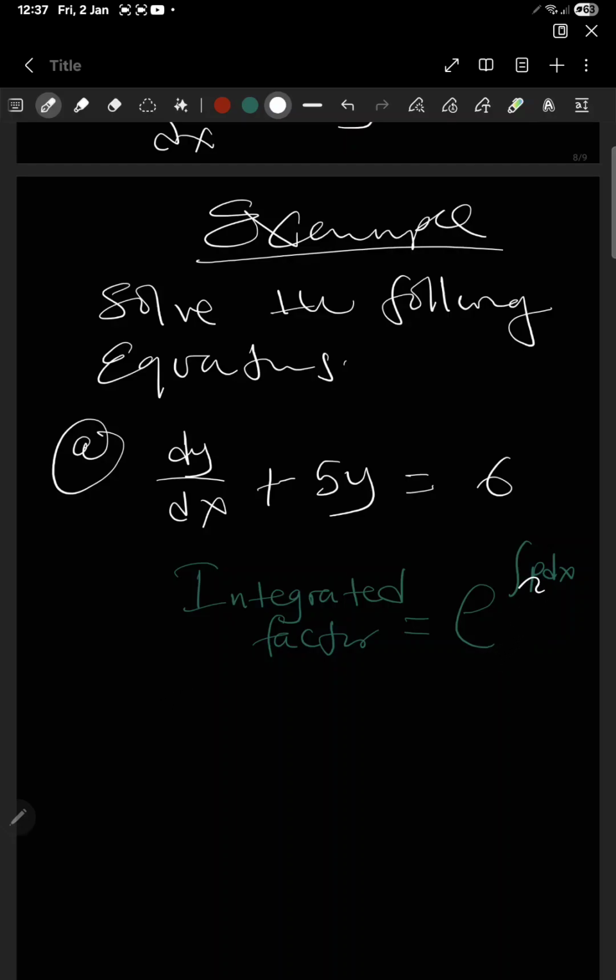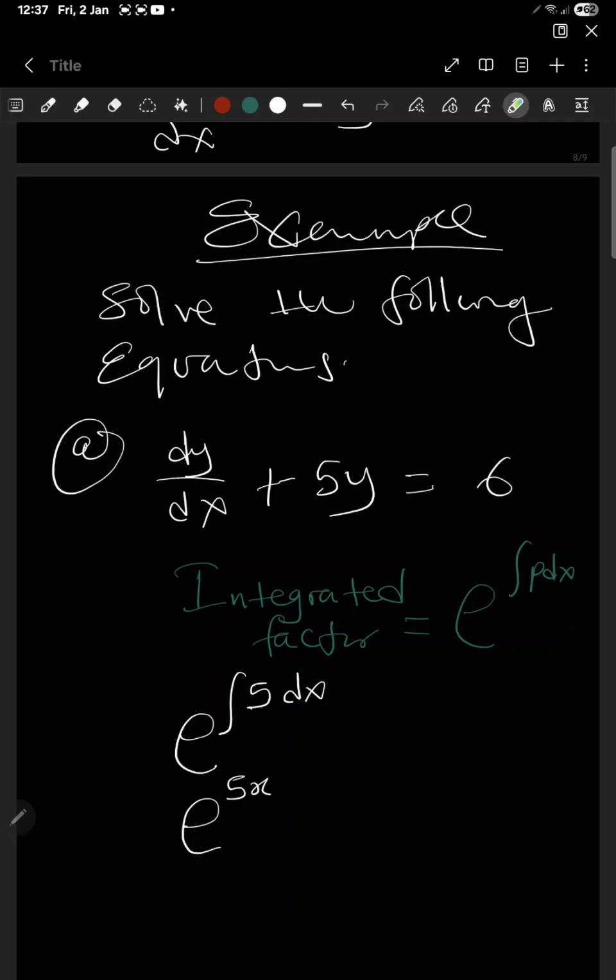So you get the integrating factor, which is e to the integral of p, and our p is 5. So you put 5 and then dx. This means we are integrating that 5 with respect to x. Integrating that 5 with respect to x, we are going to have e to the 5x. So integrating that 5 on top with respect to x gives 5x.